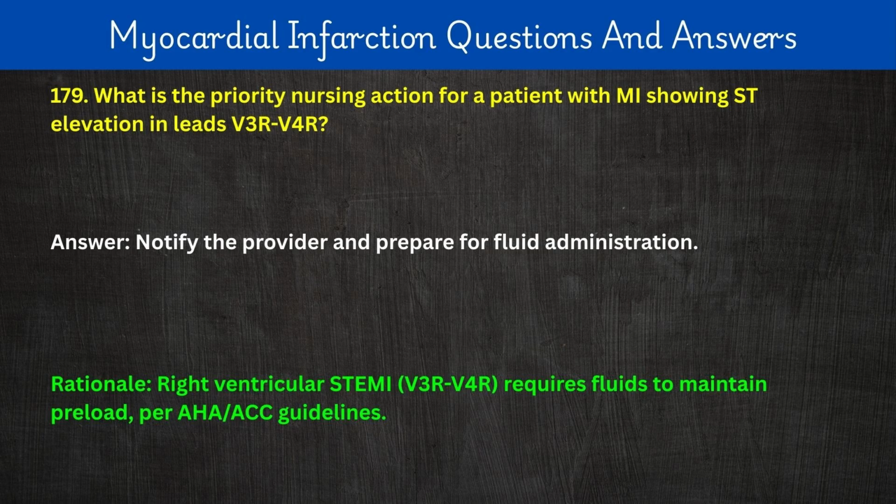179. What is the priority nursing action for a patient with MI showing ST elevation in leads V3R, V4R? Answer: notify the provider and prepare for fluid administration. Rationale: right ventricular STEMI, V3R, V4R, requires fluids to maintain preload per AHA/ACC guidelines.